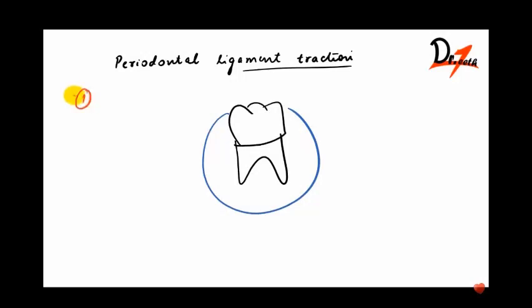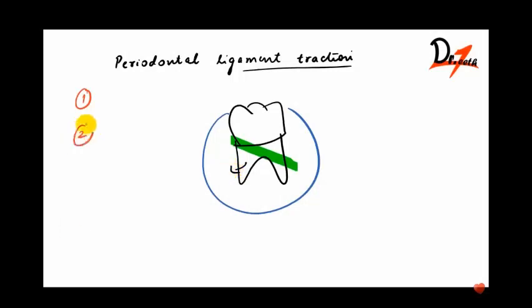One of the experiments was that they transected the root and placed a metallic barrier. Let's say this is the metallic barrier, and the distal surface of the root, this one, erupted because it was attached to the follicle. So it was proven that the follicle is very important in root eruption or tooth eruption.